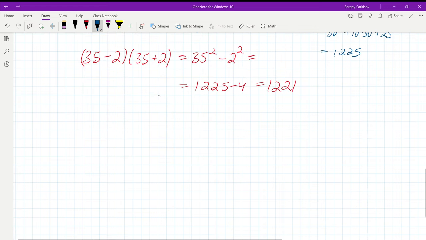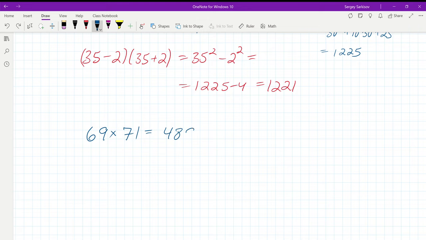Let's make up some numbers. Maybe let's do 69 times 71, and I get quickly 4,889. Oops, 4,899, right? So already messing up, but 70 squared is 4,900 minus 1, 4,899. What if you do bigger numbers? This is actually not so bad.